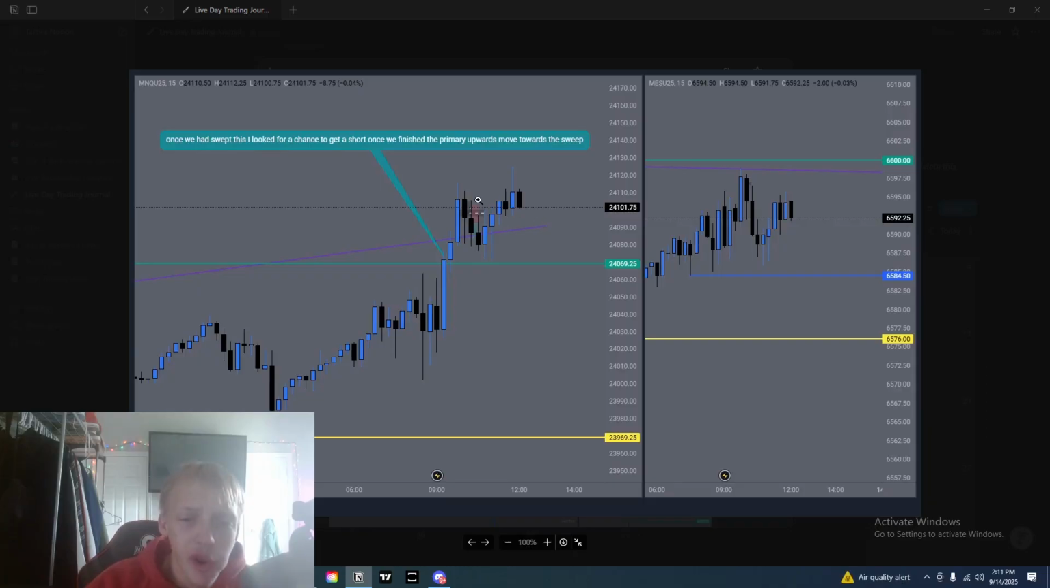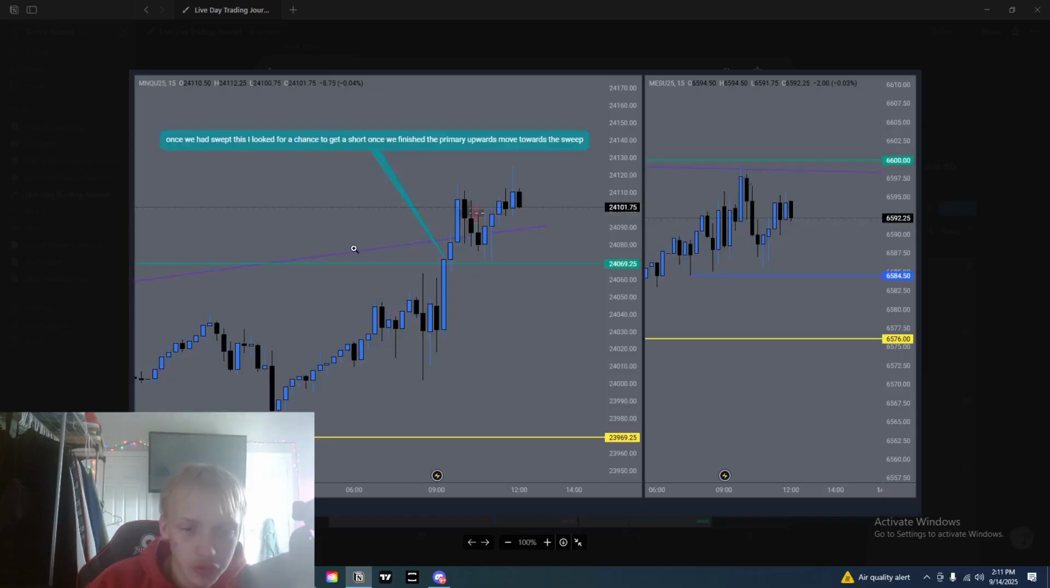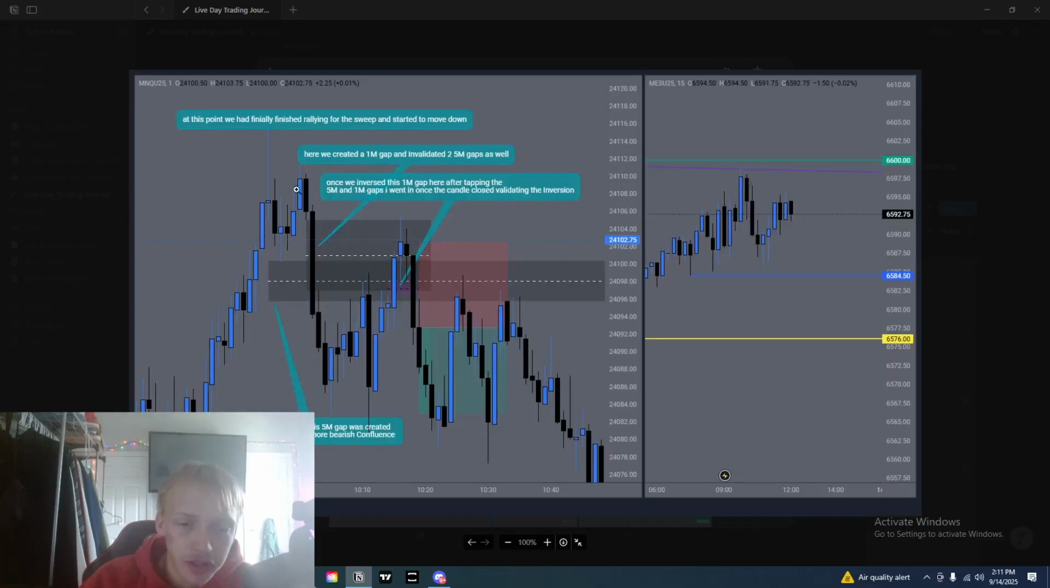In the 15-minute, once we had swept that daily high, I looked for a chance to get a short in once we finished the primary move upwards towards the sweep, as in this move right here. Because usually, once it sweeps, it still goes higher a little bit. And this is when you notice right here. After I saw that, I was like, okay, that's gonna be the end. So we made a 1 minute gap after this candle, which then closed. We made a 5 minute gap.